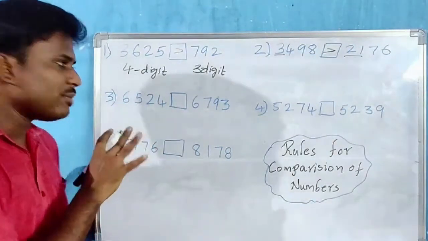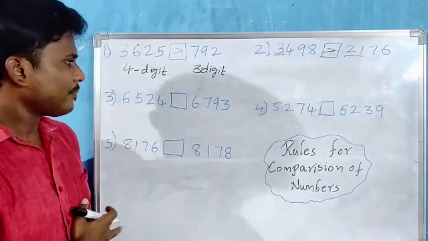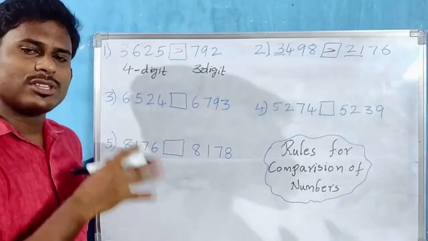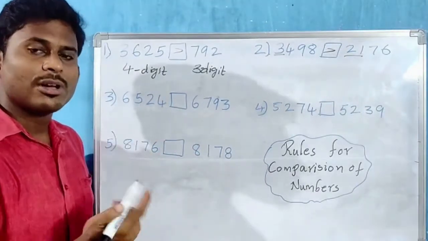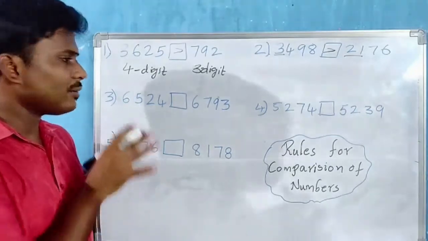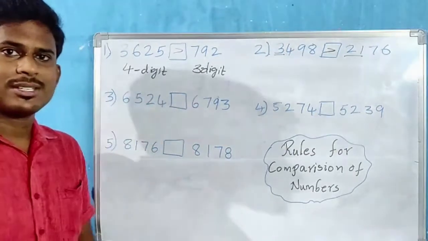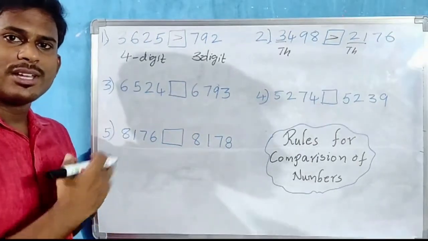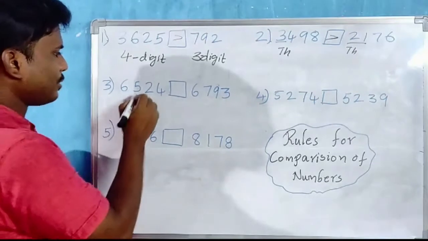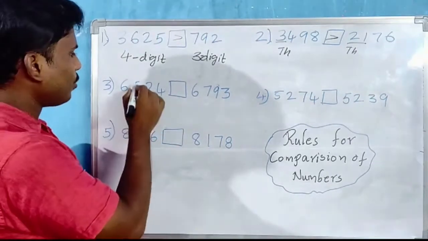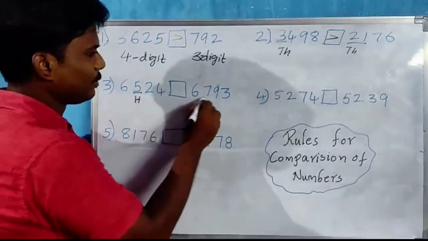Next, go for the third question. Again we have 4 digit numbers. Both are 4 digit numbers. So when the number of digits is the same, what do we have to look at? We have to look at the highest place value, thousands. In thousands we have 6 here. Here also we have 6. So we have to look at the next place, the hundreds place. When both are the same, we look at the hundreds place.